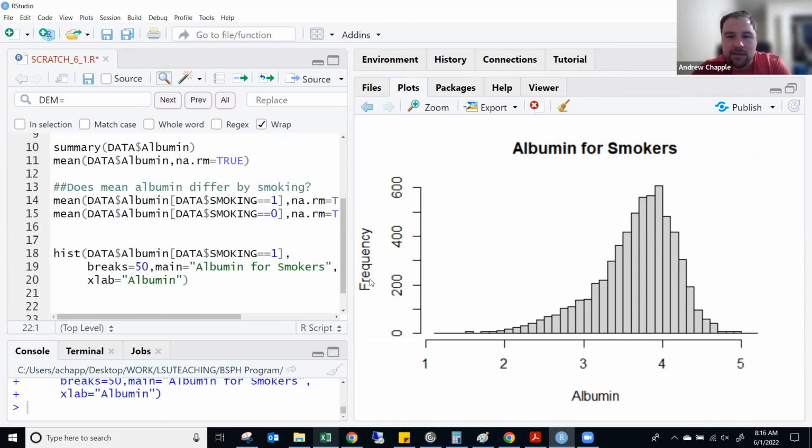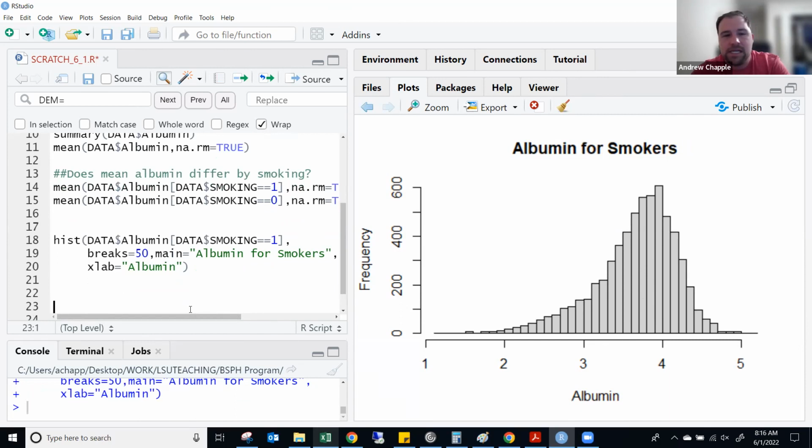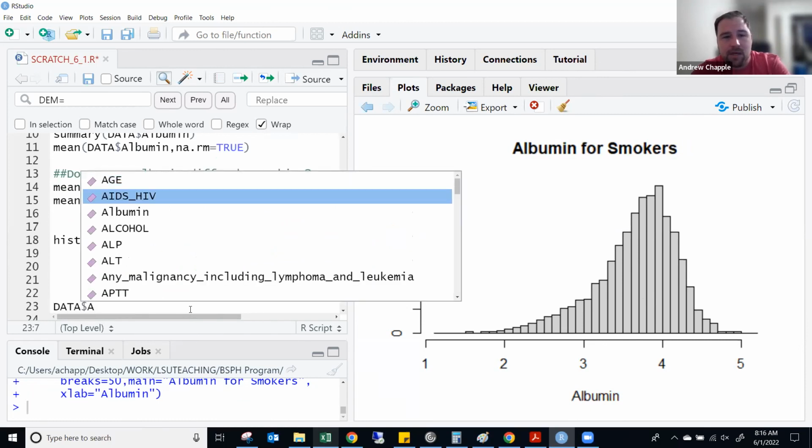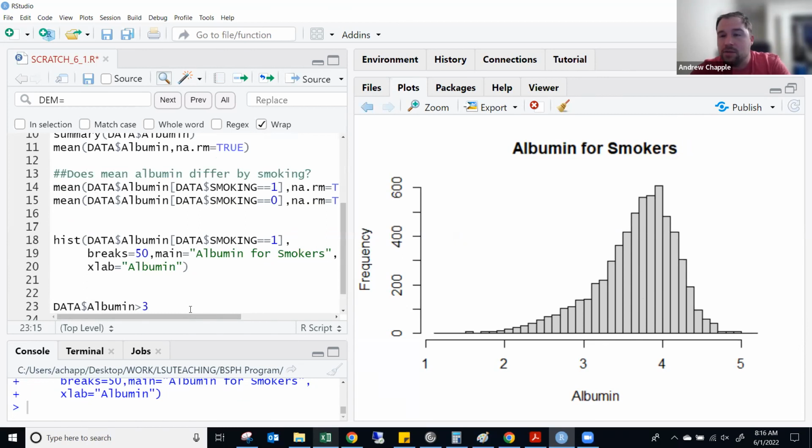So you can see here, right? Everybody noticed that there's a lot of albumin values between 3 and 4. Maybe I want to know what percent of the data falls in that range. So what I can do is create an indicator variable. Just to show you what that looks like first, I can say data albumin bigger than 3. So this is giving me an indicator, yes, no, true, false, which is a 1 and a 0.